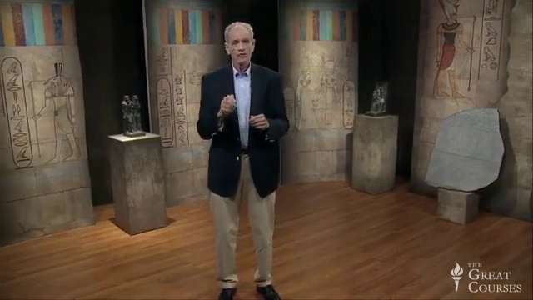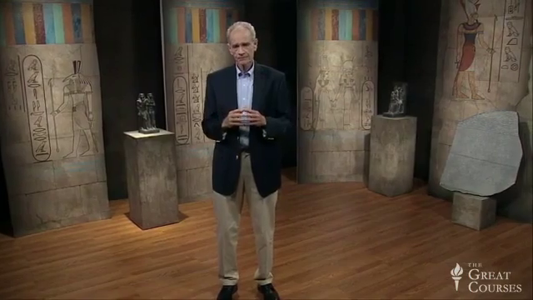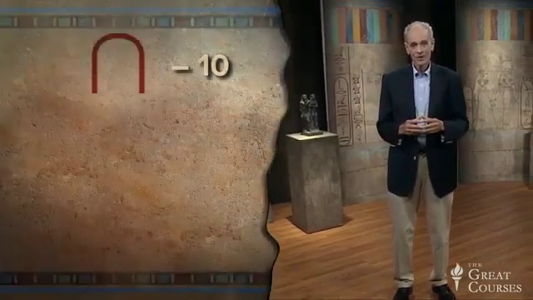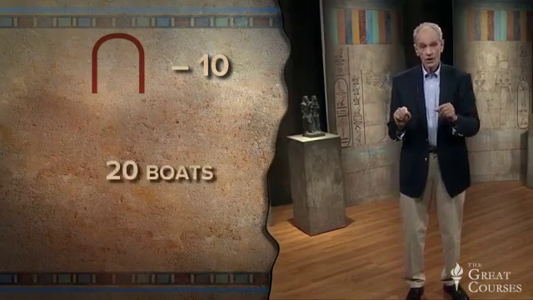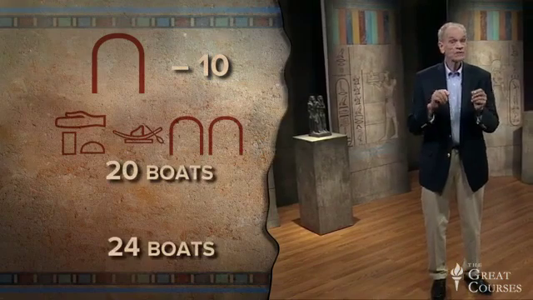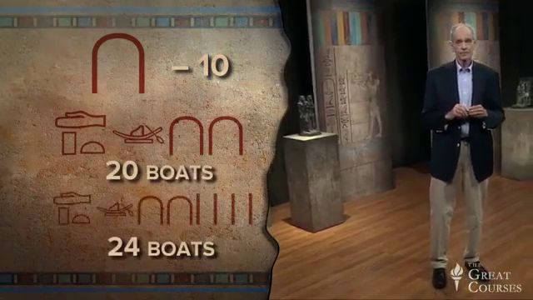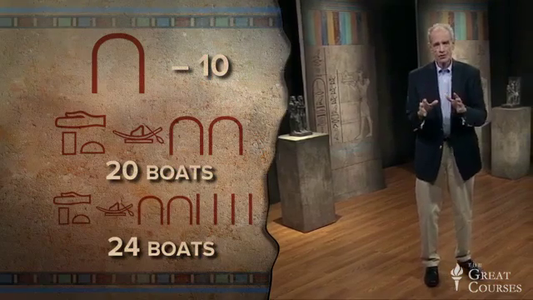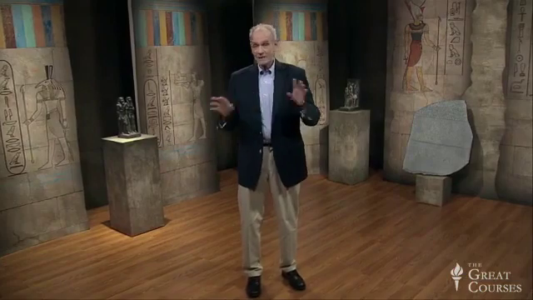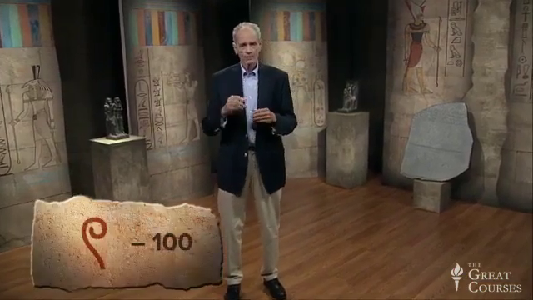The strokes work for 1 to 9. But then we get to the tens. We have a new hieroglyph, the hoop. So 20 boats would be, if we wanted 24 boats, it would look like this. You can see that the larger unit, in this case the tens, comes first. Let's keep counting. For the hundreds, we use a coil of rope.